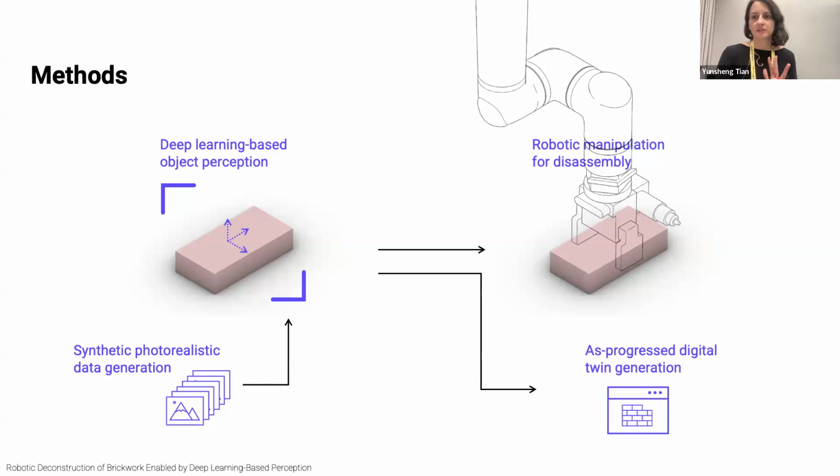So we developed a method that consists of object detection to detect discrete objects in a given structure, with photorealistic data generation for learning to detect these objects. And then we have looked into developing manipulation routines for disassembly, and also how we can generate a digital model while we disassemble a structure. So we have no model before, but we have the model after, basically.